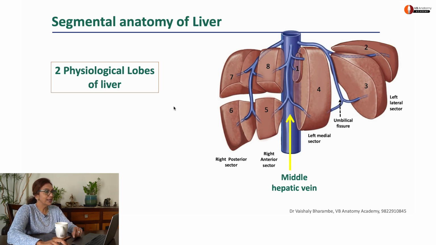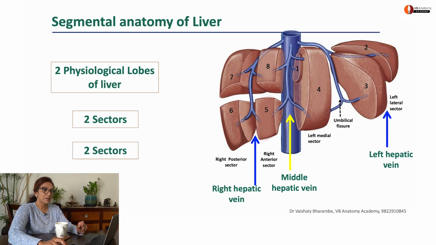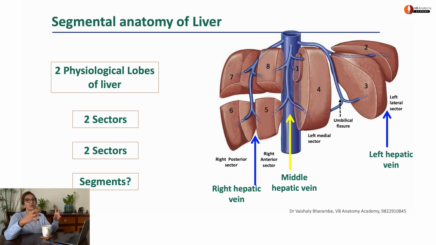We saw that the liver is divided into two physiological right and left lobes by the middle hepatic vein or the Cantlie line. The right is divided into two sectors by the right hepatic vein, and the left is divided into two sectors by the left hepatic vein, or some say that the division is by the umbilical fissure. Finally, each of these is going to be divided into further segments.